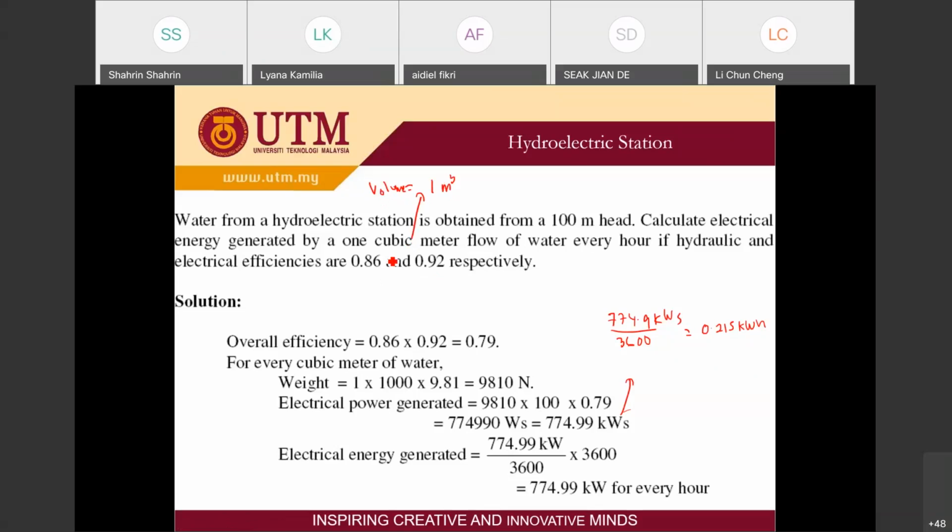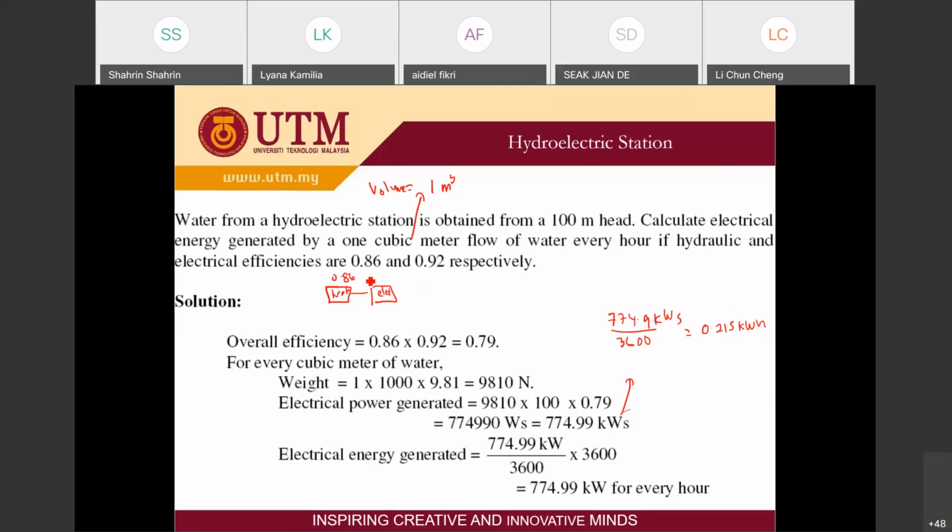Right now we want to see what is the energy inside that water, so what is the volume of the water? The volume is 1 cubic meter. As you can see, we have two different efficiencies, the hydraulic and electrical efficiency, same as with the coal. Inside this hydroelectric station we have two subsystems: the hydraulic, the energy inside the water, and the energy from the electrical generator itself. All subsystems have their own efficiency.